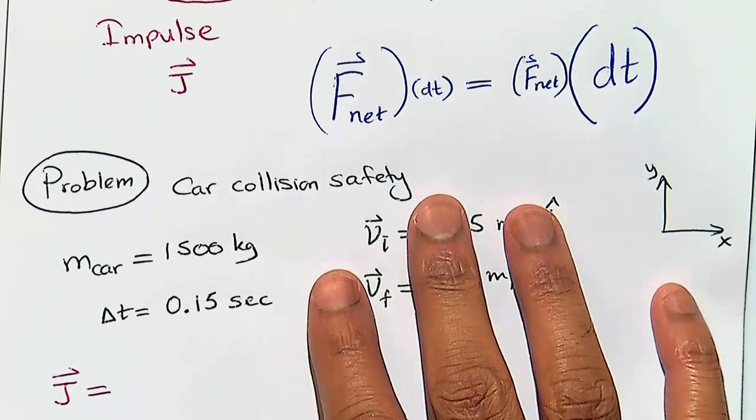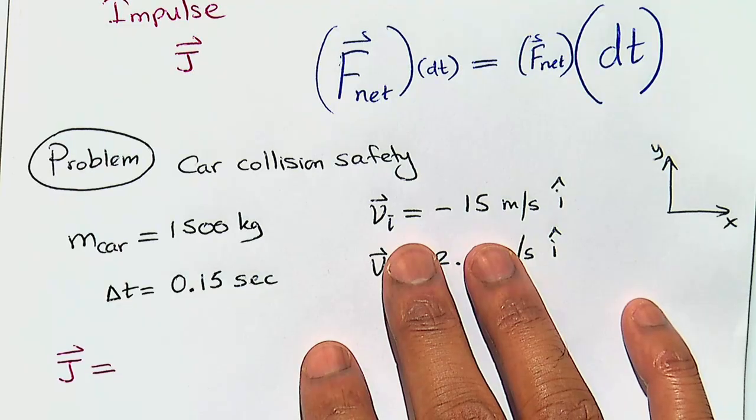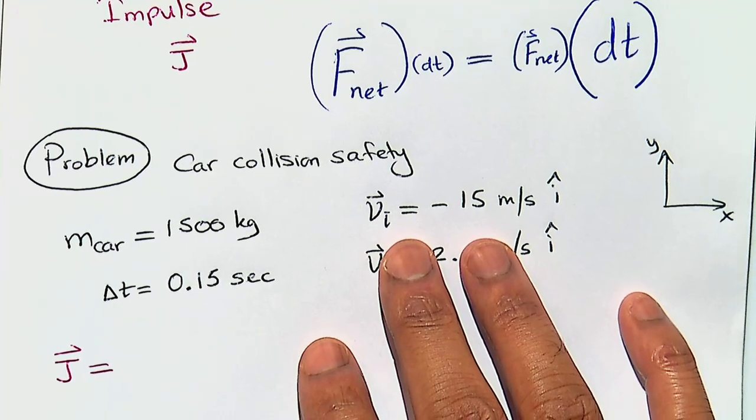So that's one way to do it. What else can you do? There's another way to do this. We can calculate final and initial momentum and the difference is the impulse. Yeah, exactly.